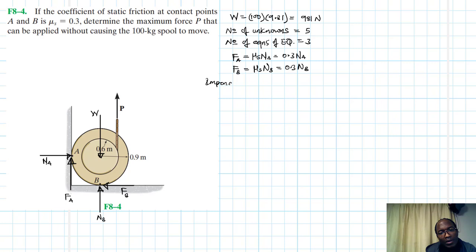We are going to experience what is called impending motion at all the contacting points, that is at A and B. So at all contacting points, which is A and B.